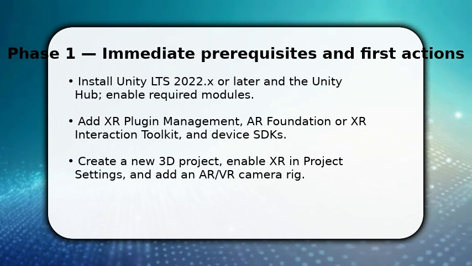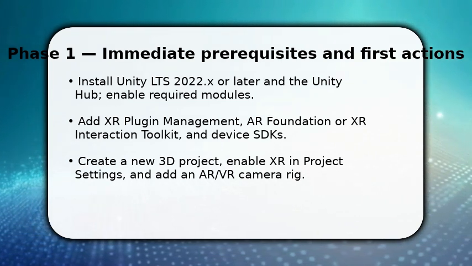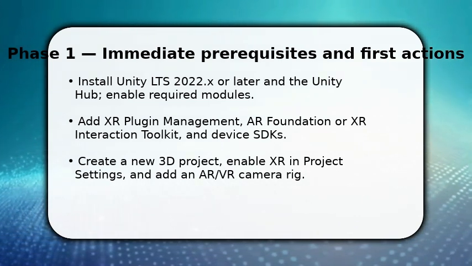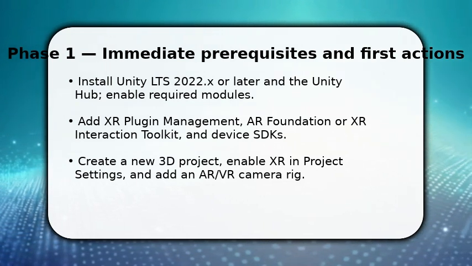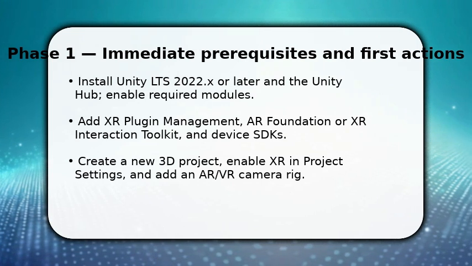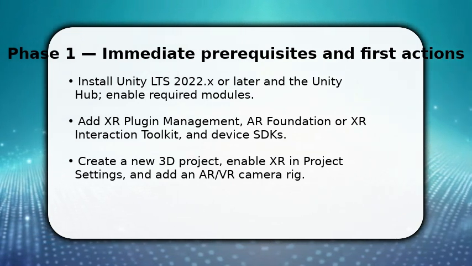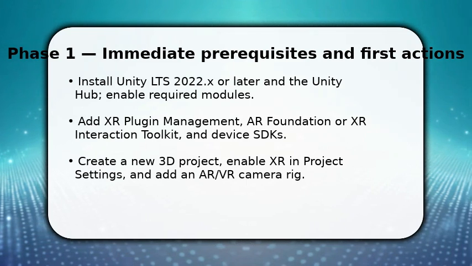Next, create a 3D project, add the device SDK package, and replace the main camera with the XR camera rig. This gives you tracked position and rotation. Make sure to configure build target and minimum API levels so the device recognizes your app.